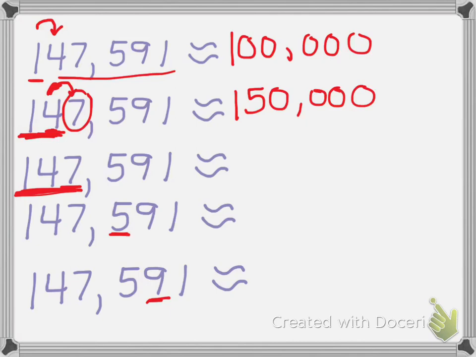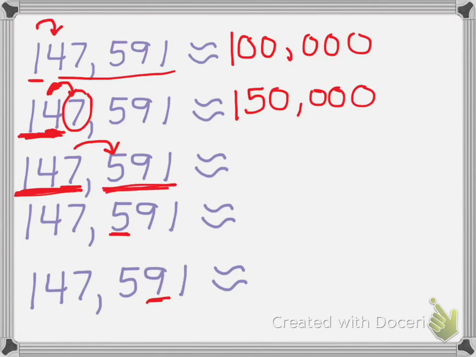147,000 plus one more would be 148,000. Falling in the middle would be 147,500. So we're going to look to the right here. This 5 is going to tell that thousands place what to do.